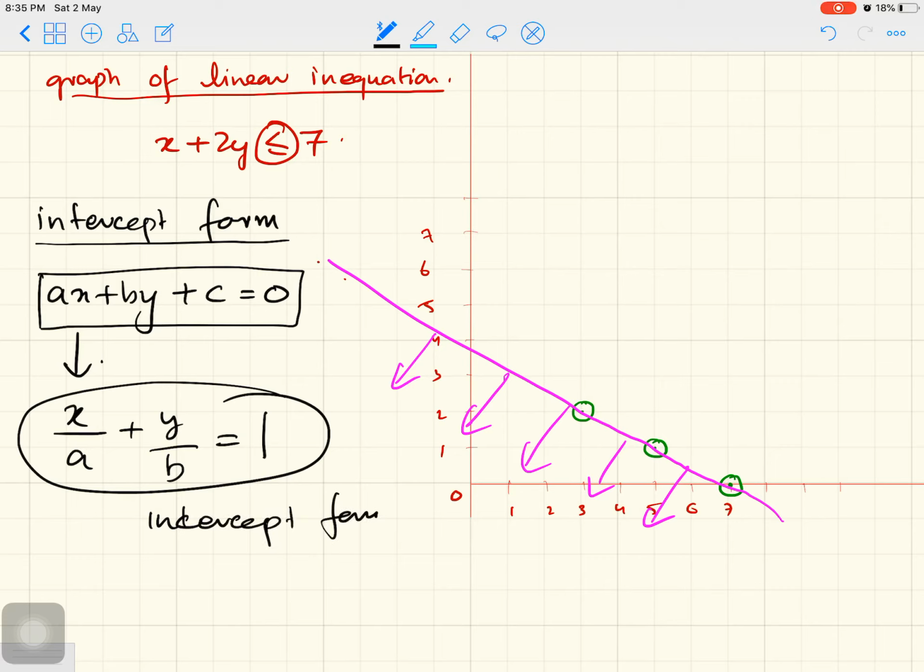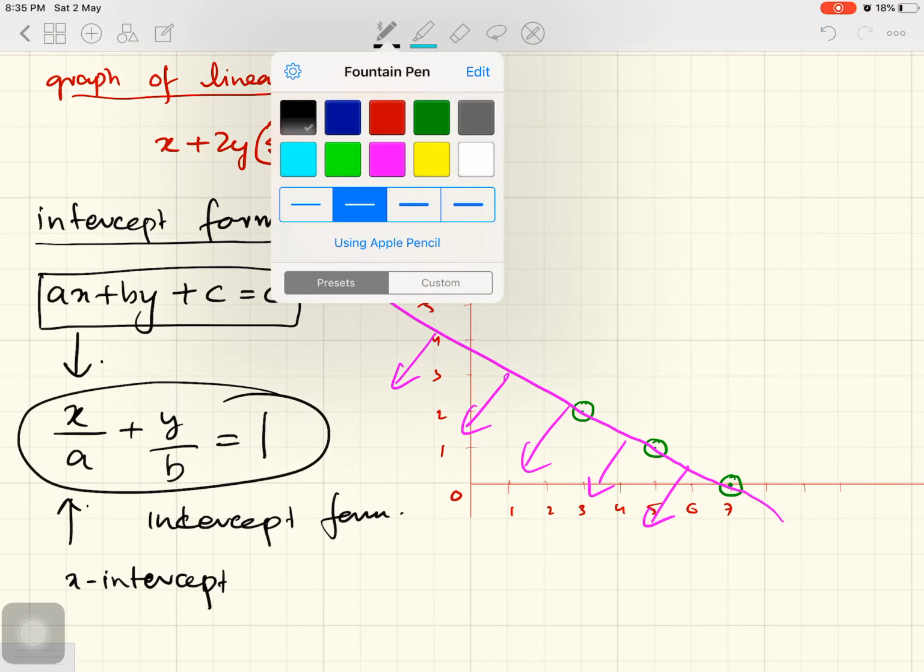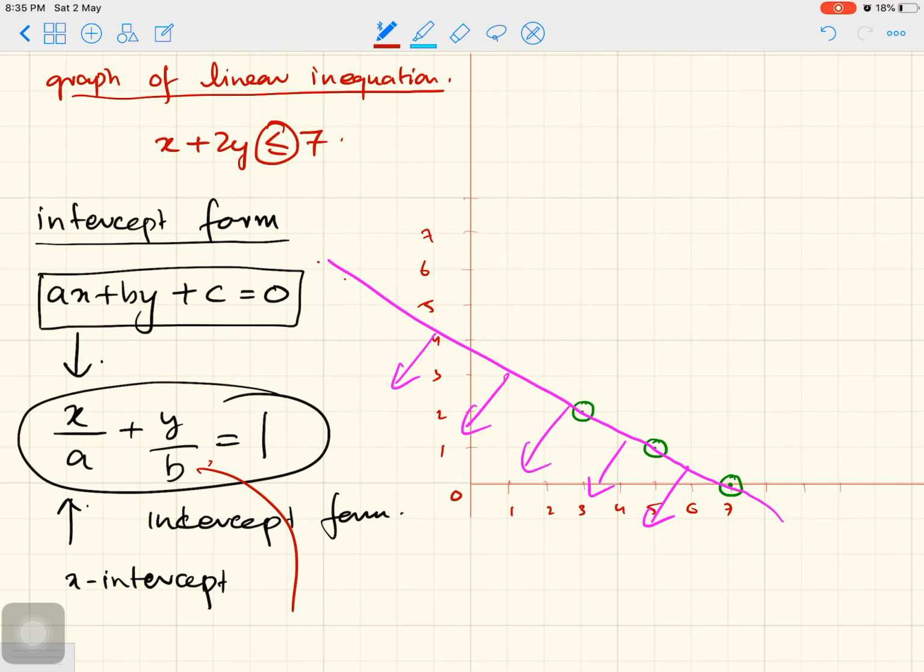What is this? The intercept form. Here, this a, you may copy all this. A is called the x-intercept, and this b, if you can see here, is called the y-intercept. That means if I am to draw the graph for this equation, then it should be like this.